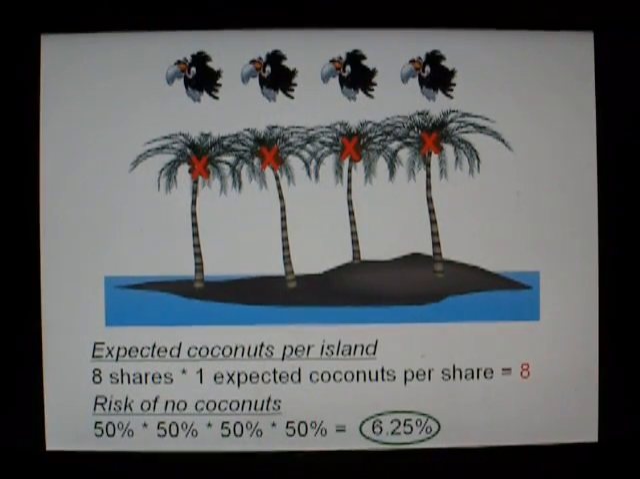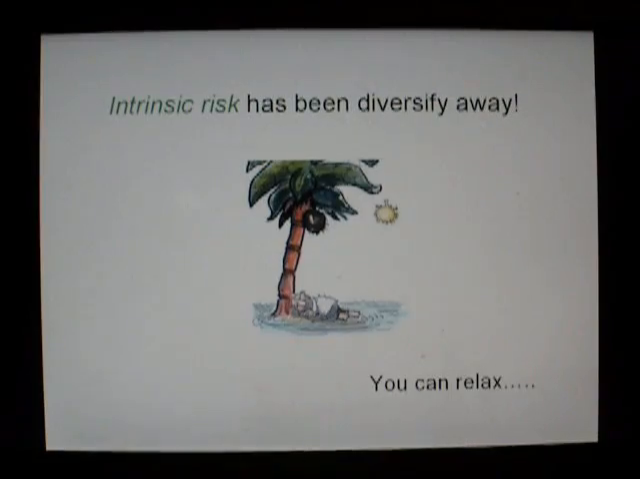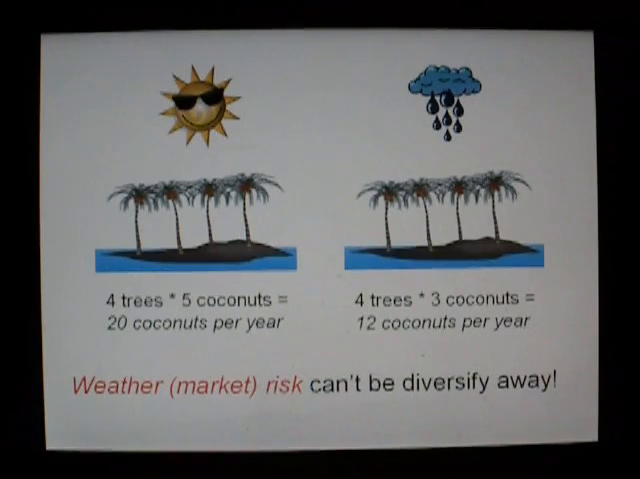When the process is complete, every islander will own 2 shares of every island, and they will be much more diversified and with an expected consumption of the same 8 coconuts, but with a much lower risk of getting no coconuts. In fact, the higher the number of islands or projects in the case of an investor, the higher the diversification, and you can relax because the risk has been diversified away.